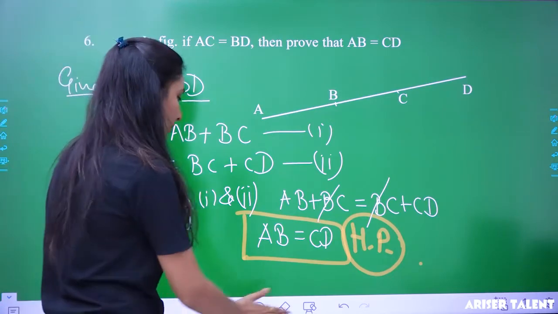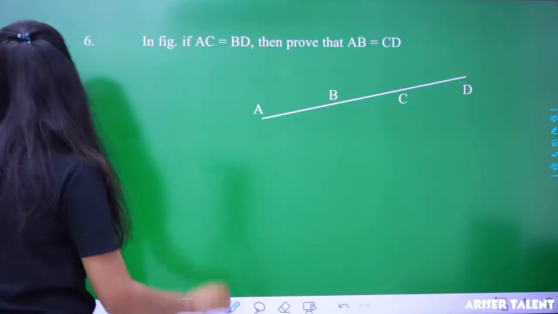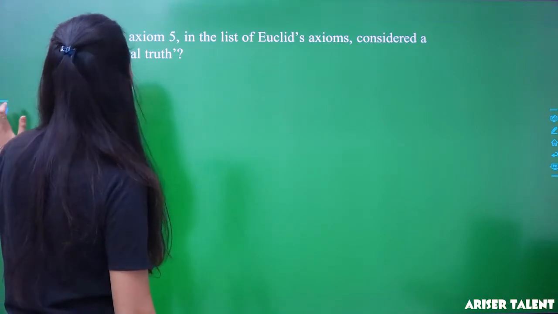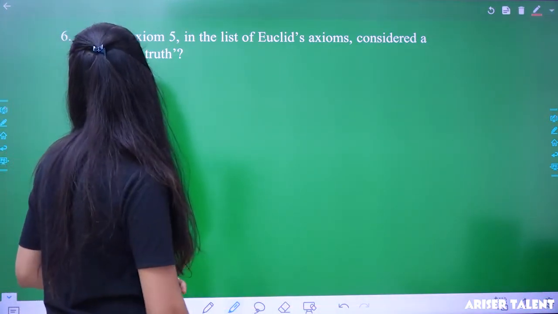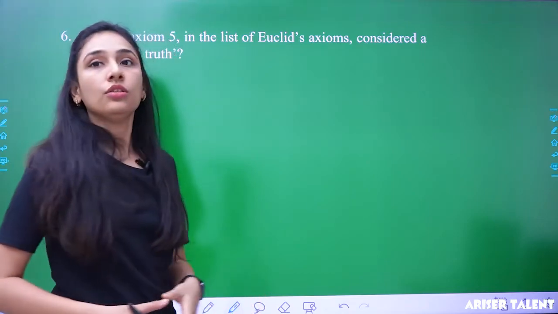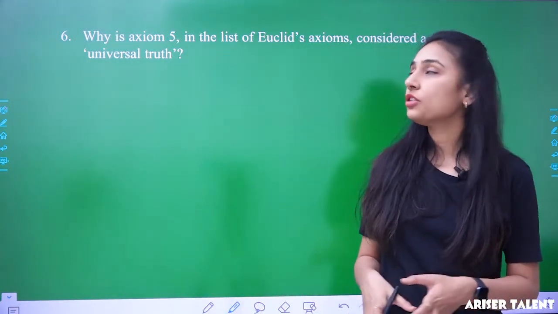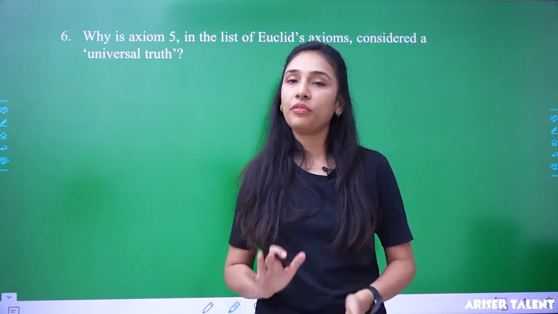Let's clear it up also. What is next? Why is Axiom 5 in the list of Euclid's axioms considered a universal truth? We are going to do this particular question in our next session. For today, it's quite fine.